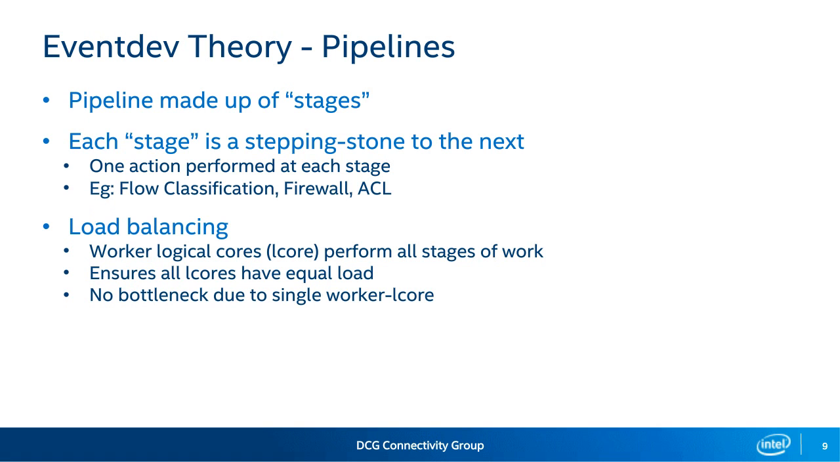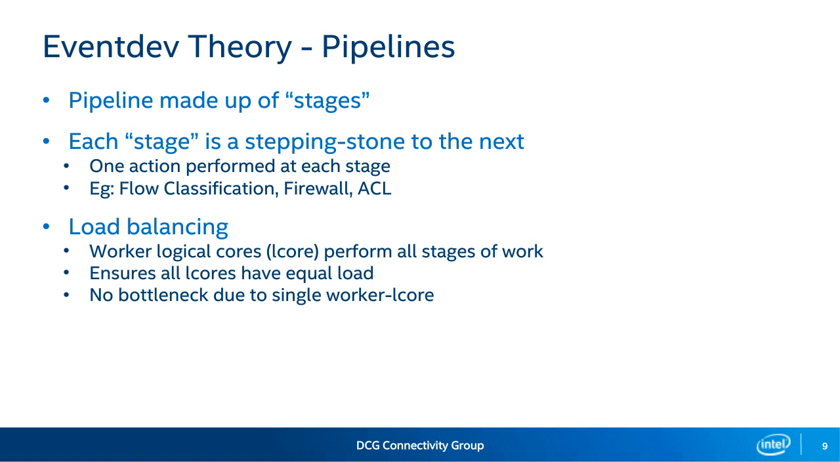So pipelines, as we said, are made up of these stages. Depending upon your application, eventdev itself doesn't really preclude you from designing the application any way you want. The general idea is to take your entire process flow and chop it up into equal amounts of CPU cycles that will be needed to get it done, right? You can break it up into as many stages as sounds reasonable for your particular application. One action gets performed in each one of the stages, and then it comes back to eventdev.